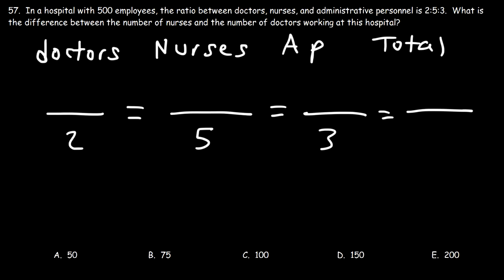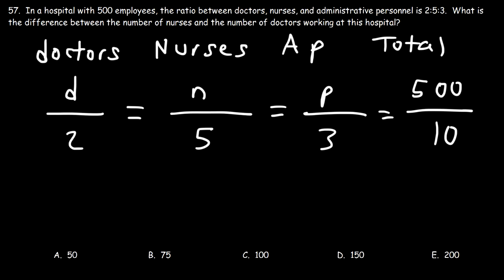Now what about the total? Well, the total of these 3 numbers is 10. 2 plus 5 is 7, 7 plus 3 is 10. Now, on the top, we're going to put the total number of employees, which we know to be 500. So we're going to say D is the number of doctors, N is the number of nurses, and P for administrative personnel. So we need to determine the number of doctors and nurses, in order to find the difference between the 2 numbers, which will be the final answer.